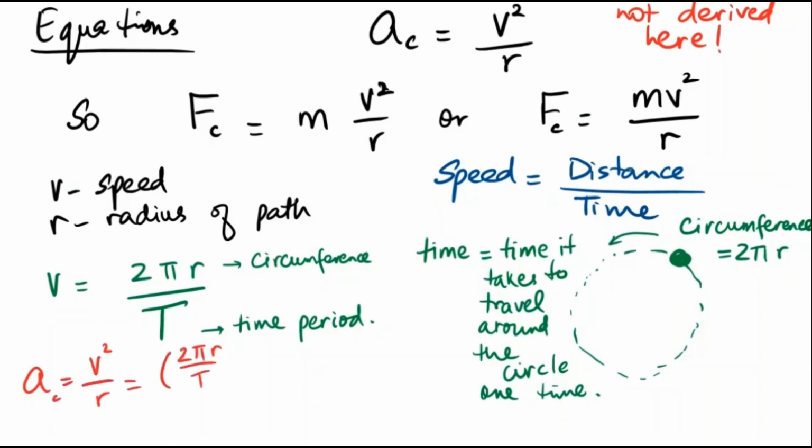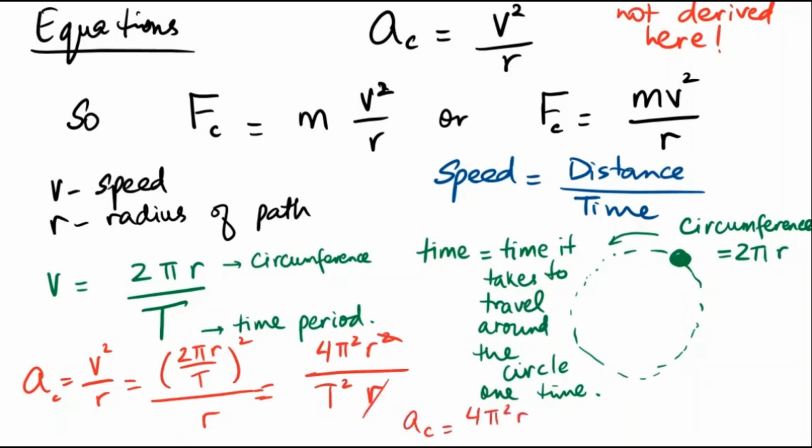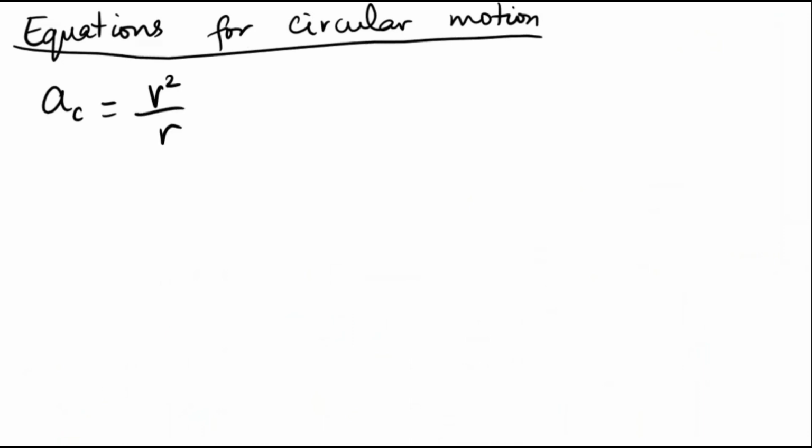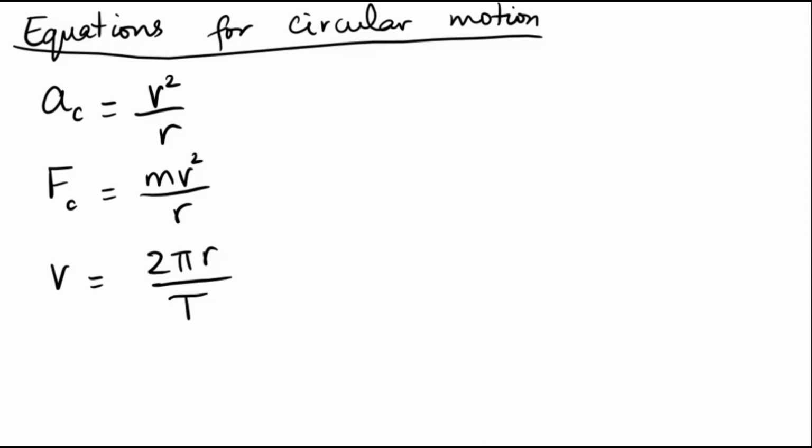So let's look at another form of equation that we can derive from plugging in the speed equation. If you simplify this equation by canceling the r on the top, you get another equation for centripetal acceleration, which is 4 pi squared r over T squared. So that's another centripetal acceleration equation. Now we're going to focus on the equations for circular motion, and I'm going to put them down so that you can remember to use them. The first equation is for centripetal acceleration, the second equation is for centripetal force, and the third equation that I've written is the speed.